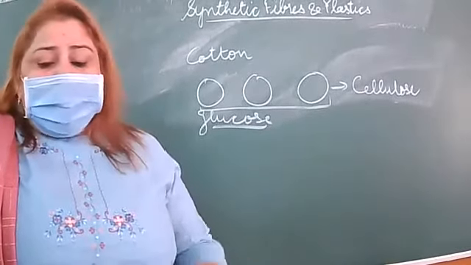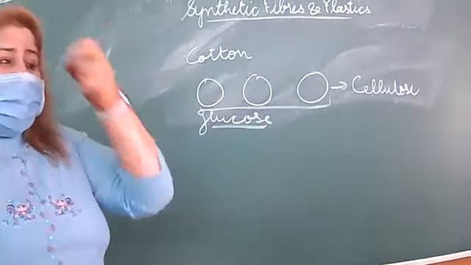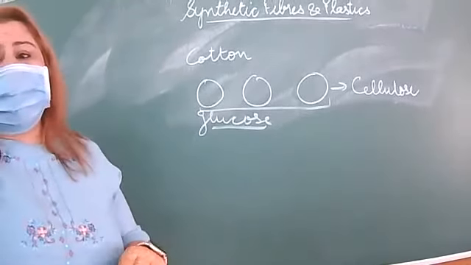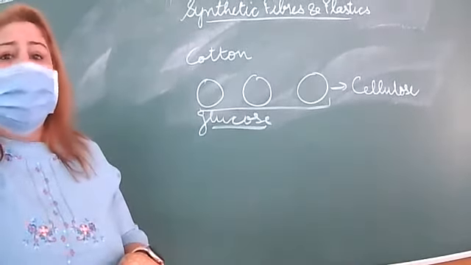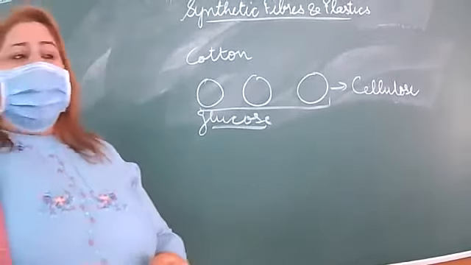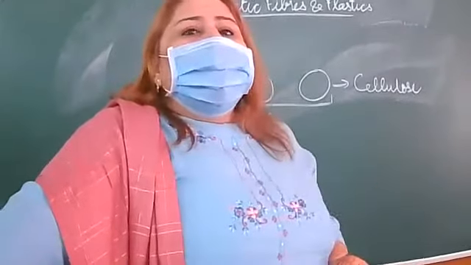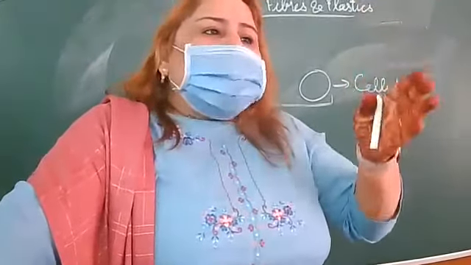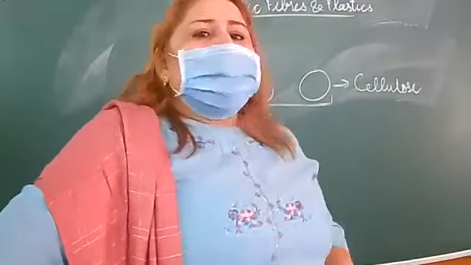Then we had discussed the types of polymer. The first polymer we had discussed is rayon. Rayon is called artificial silk. Why is it called artificial silk? It has the same texture and appearance as silk, and it is prepared artificially. That's why it is called artificial silk.